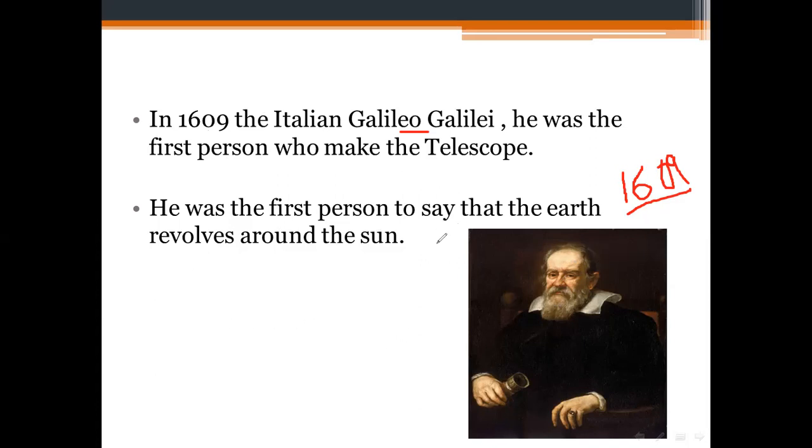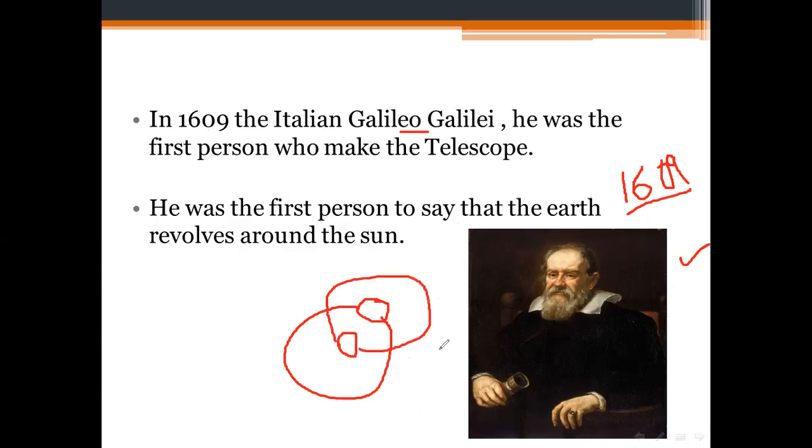He was the first person to say that the earth revolves around the sun. He was also the first person to say that the earth is actually a planet that revolves around the sun and goes around the sun. All the people before Galileo thought that the sun goes around the earth, that the sun is the one who moves. But he came to say, no, the earth actually goes around the sun. The earth goes around the sun, not vice versa.